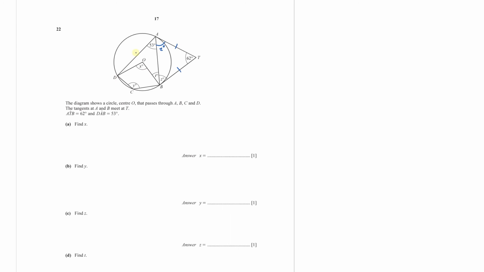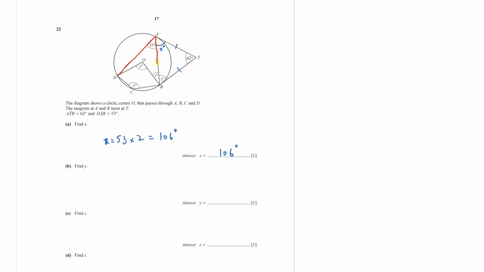So this is actually twice the angle DAB, which is 53, because this angle is subtended by the same segment. This is at the center and this is at the circumference. So you know the property that angle at center is twice the angle at circumference. So x will be equal to 53 times 2, which is 106 degrees. Find y. So y is this angle.